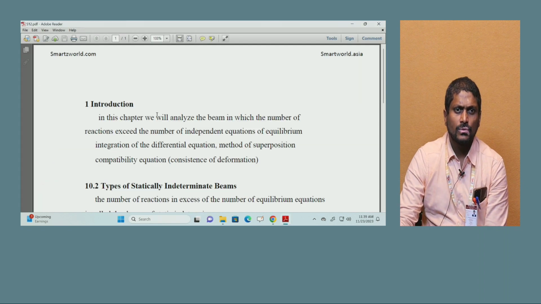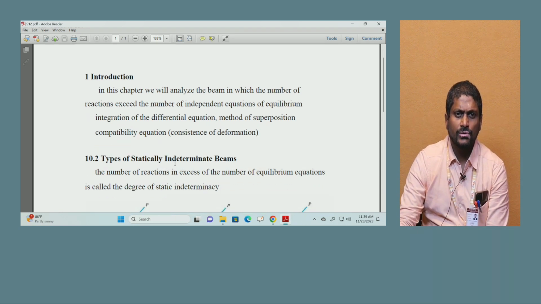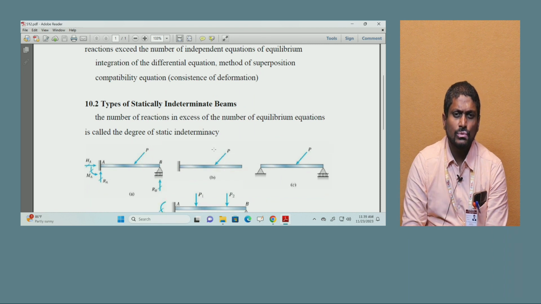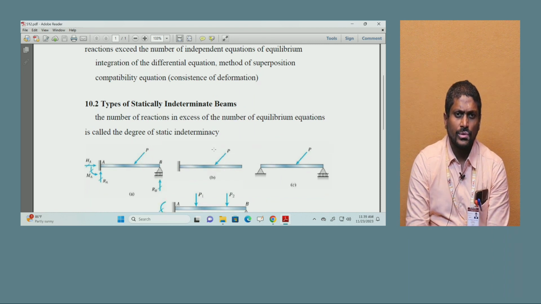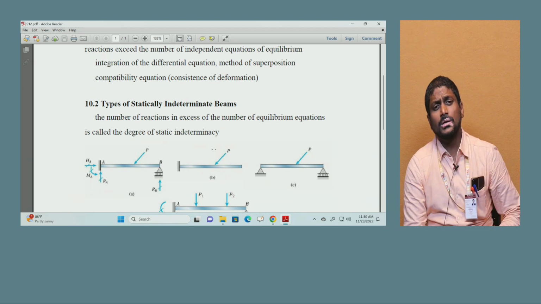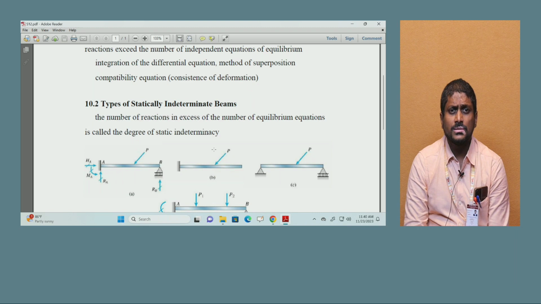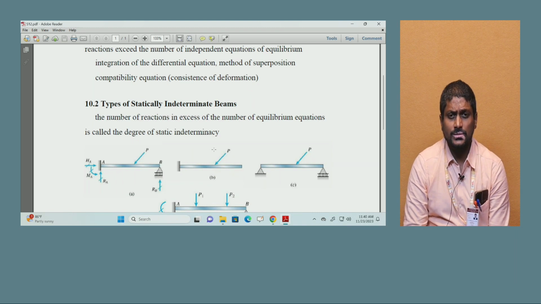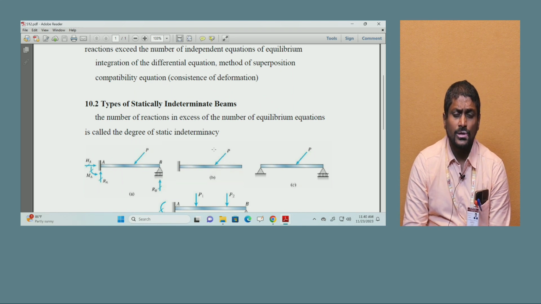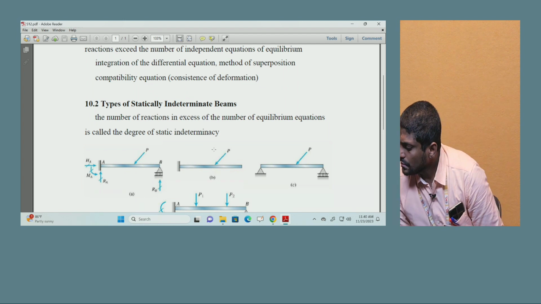Okay. In this section we are going to discuss the types of statically indeterminate beams. Why? Because in the CO2 part we are going to discuss the analysis of propped cantilever and the analysis of fixed beam. Propped cantilever is a statically indeterminate structure because the available equations of equilibrium, summation of Fx equals 0, summation of Fy equals 0, and summation of moment at any point equals 0, these three equations are not sufficient.